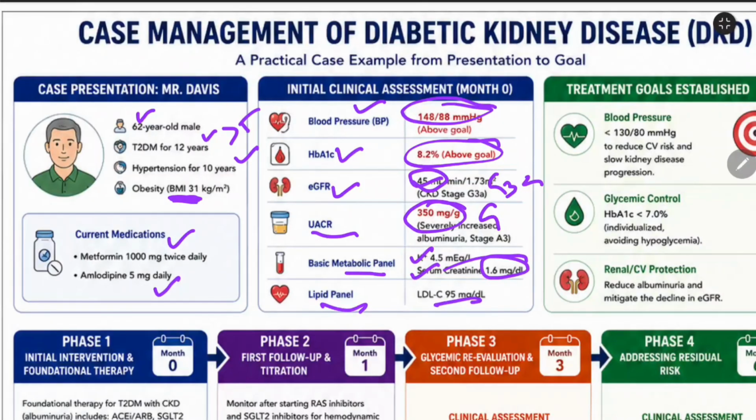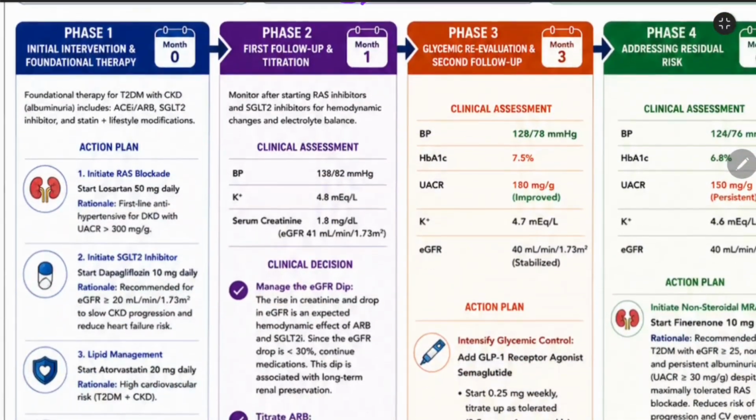LDL is 95. Target treatment goals established. Blood pressure should be less than 130. Why? Because the patient is elderly, more than 60 years of age. Glycemic control: HbA1c less than 7%, or because of the patient's age you can go up to less than 7.5 to 8%. For renal and cardiovascular protection, reduce the albuminuria and mitigate the decline in eGFR. So how are we doing here, you just see.